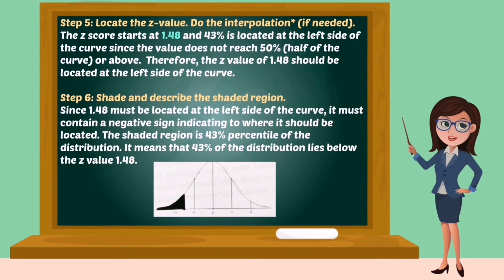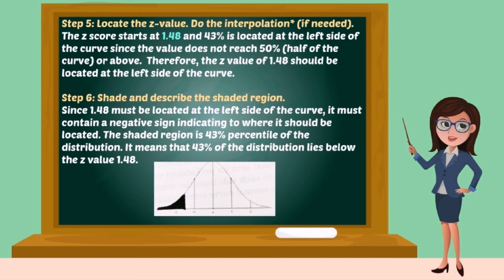Step number 5. Locate the z-value or do the interpolation if needed. The z-score starts at 1.48 and 43% is located at the left side of the curve since the value does not reach 50% or half of the curve or above. Therefore, the z-value of 1.48 should be located at the left side of the curve. Step 6. Shade and describe the shaded region. Since 1.48 must be located at the left side of the curve, it must contain a negative sign, indicating where it should be located. The shaded region is 43% percentile of the distribution. It means that 43% of the distribution lies below the z-value of 1.48.